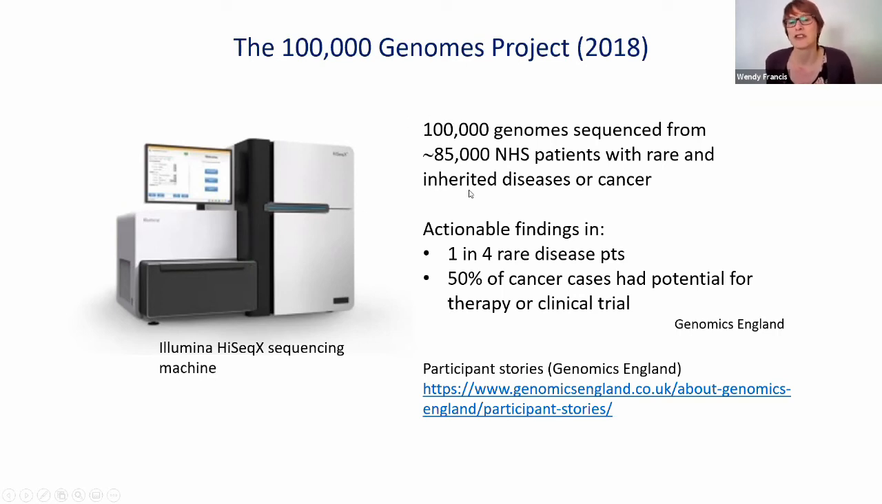The aim of the 100,000 Genomes Project was to sequence 100,000 genomes from 85,000 NHS patients with rare and inherited diseases or cancer. And not just the patients, but also maybe their parents as well, because we wanted to see if we could find the same variations in the patients as the parents. So is it an inherited genetic disease, or has it happened within the individual during development, for example?